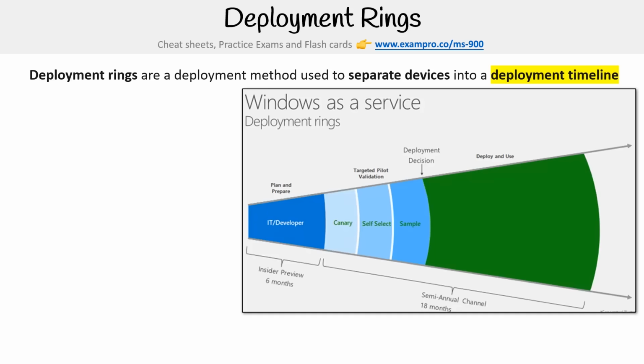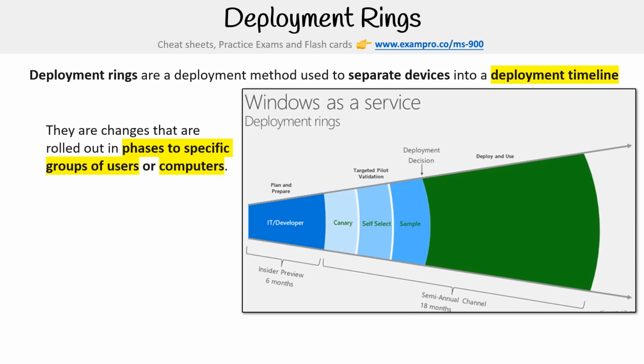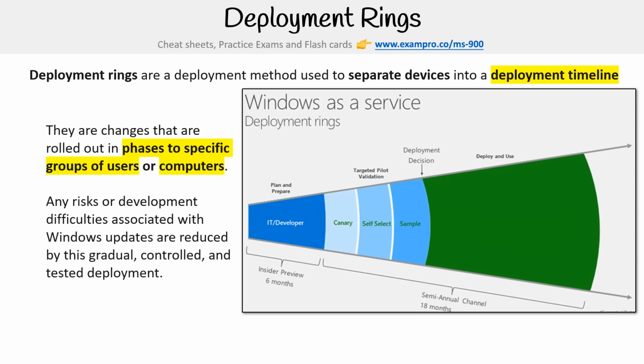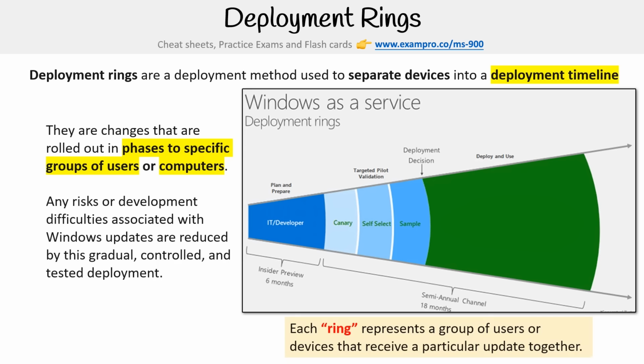Now we'll be talking about the deployment rings. Deployment rings are a deployment method used to separate devices into a deployment timeline. They are changes that are rolled out in phases to specific groups of users or computers. Any risks or development difficulties associated with Windows updates are reduced by this gradual, controlled, and tested deployment. Each ring represents a group of users or devices that receive a particular update together.